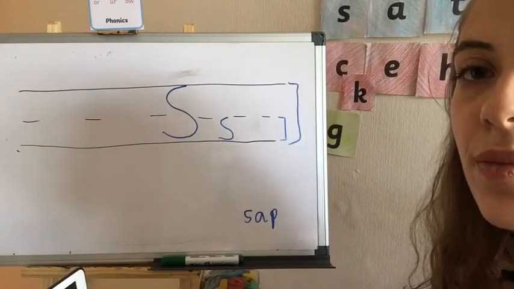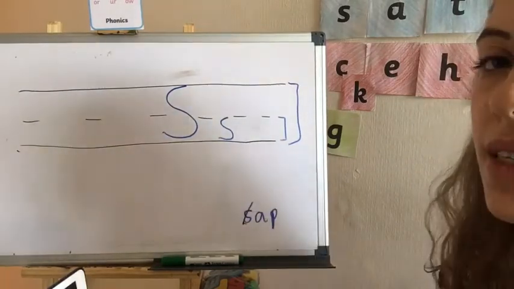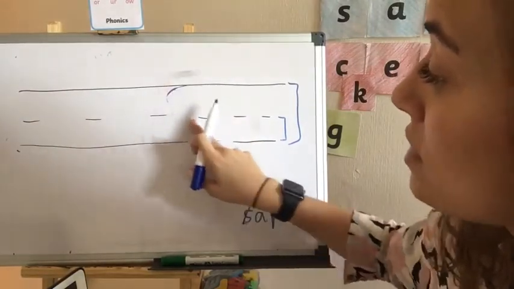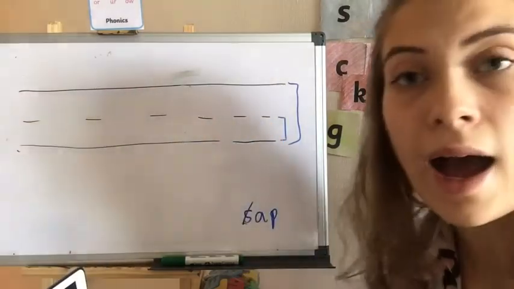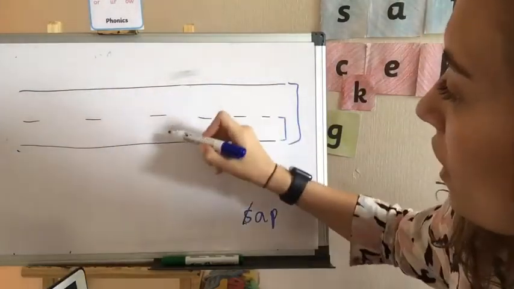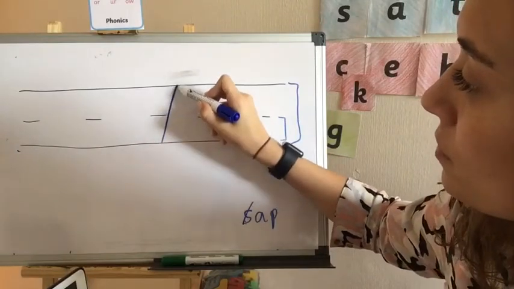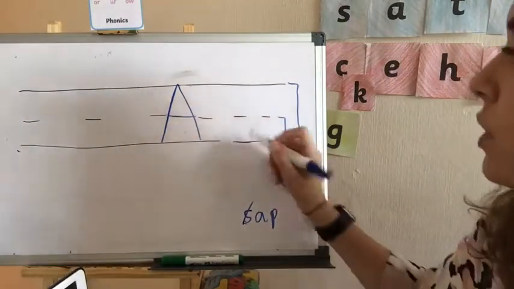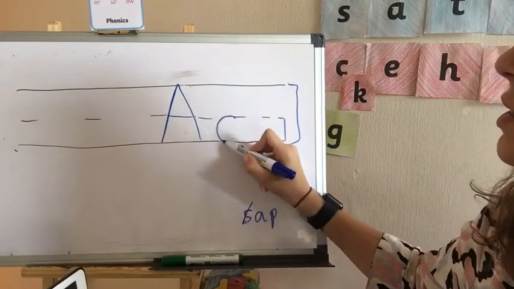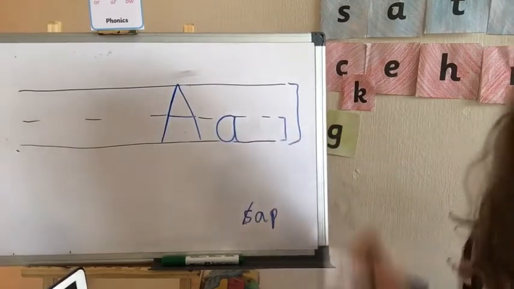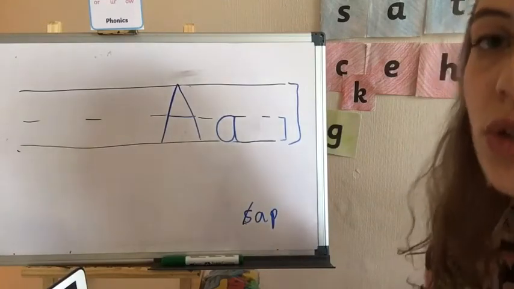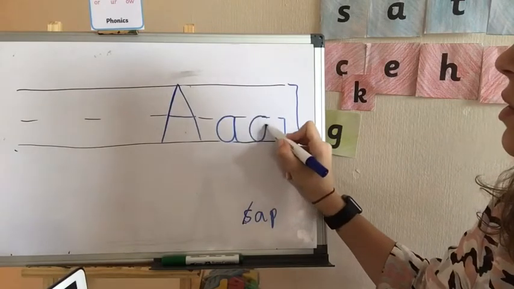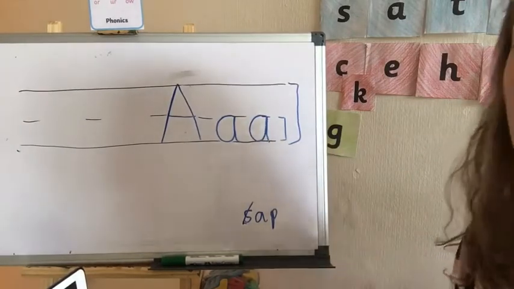Good job. The second, we did the S sound, and now the second letter that you are going to trace is the A sound. The big one, capital. Good job. And the lowercase starting from here, down, close it, and go down as well. Okay, I'm going to do it one more time. Here, go down, up, and here.